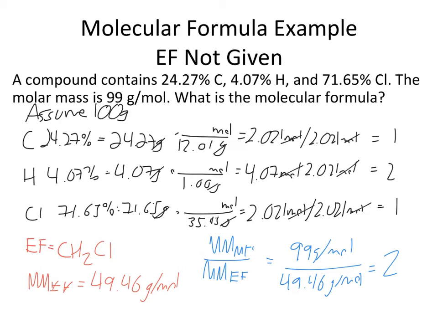And what that means is that our molecular formula is the empirical formula times the factor. So in this case, what I'm going to get is C2H4Cl2.